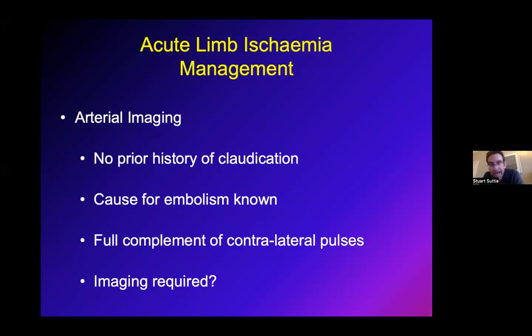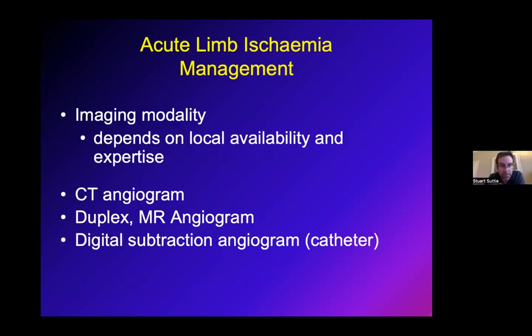Imaging. I think in this day and age, imaging is now key. Particularly, we're not always just dealing with a straightforward acute limb ischemia. As you said here, if there's no prior history of claudication, we had a known cause for an embolic event, there were pulses in all the other limbs, would we need to do imaging? Now, I would say, yes, we do. So what imaging would you do? Well, it depends on the time of day, what is available, and local expertise.